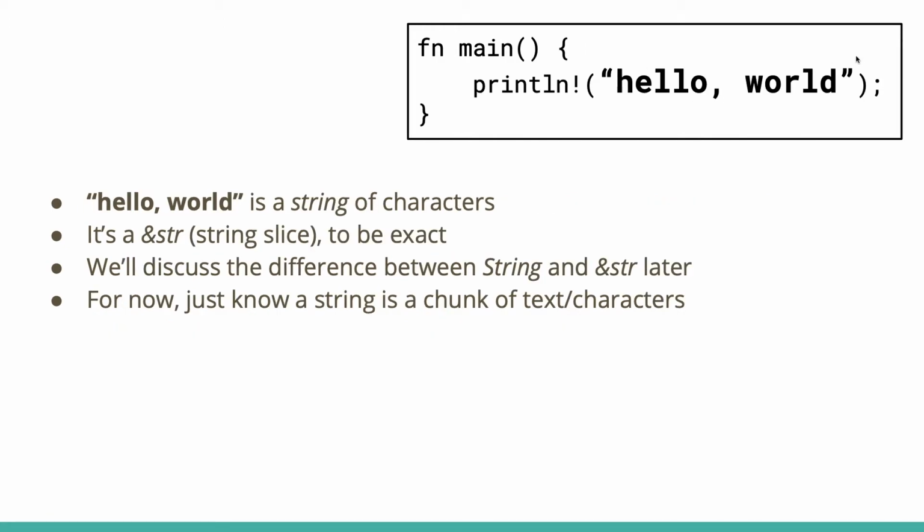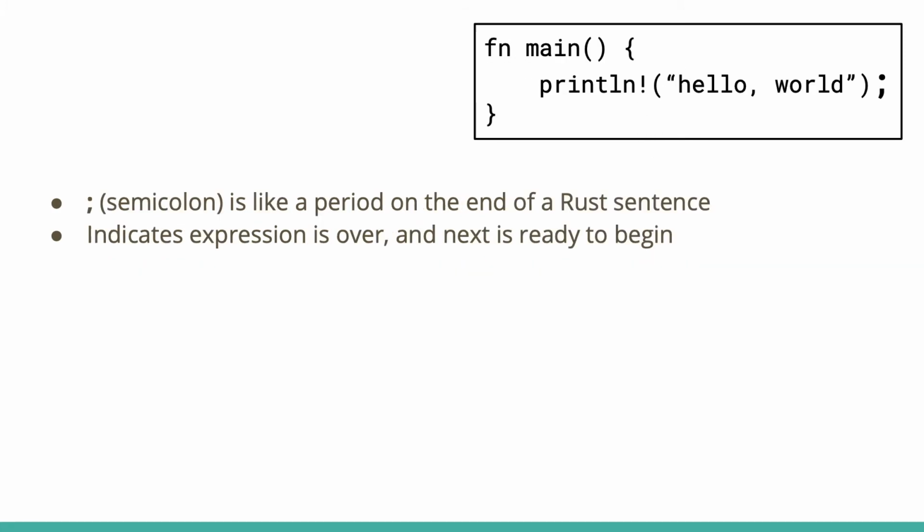And then we have here the string, like I said. This is actually a string slice because it's in quotes and it's recorded directly into the program. That's nitty-gritty stuff that you don't really need to worry about. Basically, it's a string, and we'll discuss data types in a later video. And then after that, we have our semicolon, which is like the period at the end of a Rust sentence. It indicates an expression is over and the next one's ready to begin.